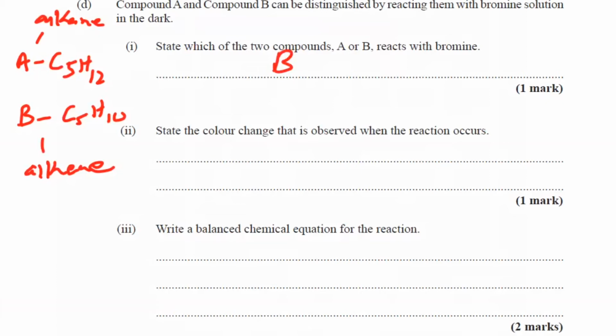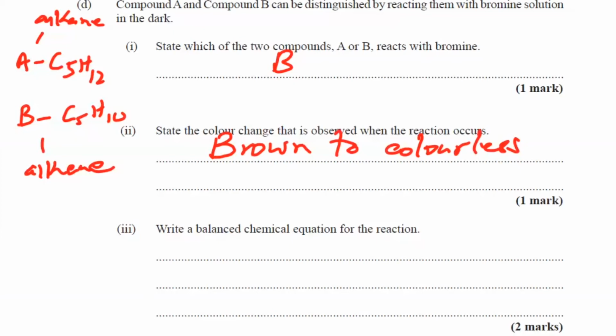State the color change that is observed when the reaction occurs. That's part 2. Well, when we're given a color change, we have to state the former color and the final color. Former state, final state. So we don't even have to write this in a sentence. We'll just say brown to colorless. So alkenes will decolorize bromine water or bromine solution, but you have to state the initial appearance of the bromine water or the bromine solution.